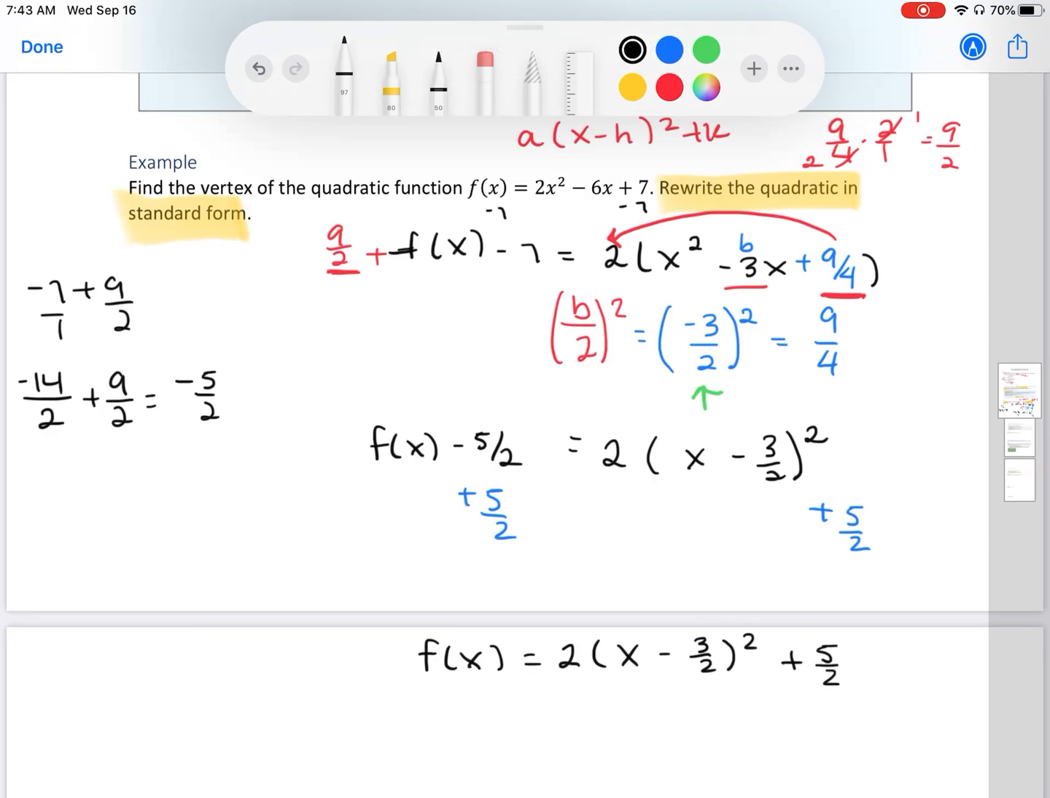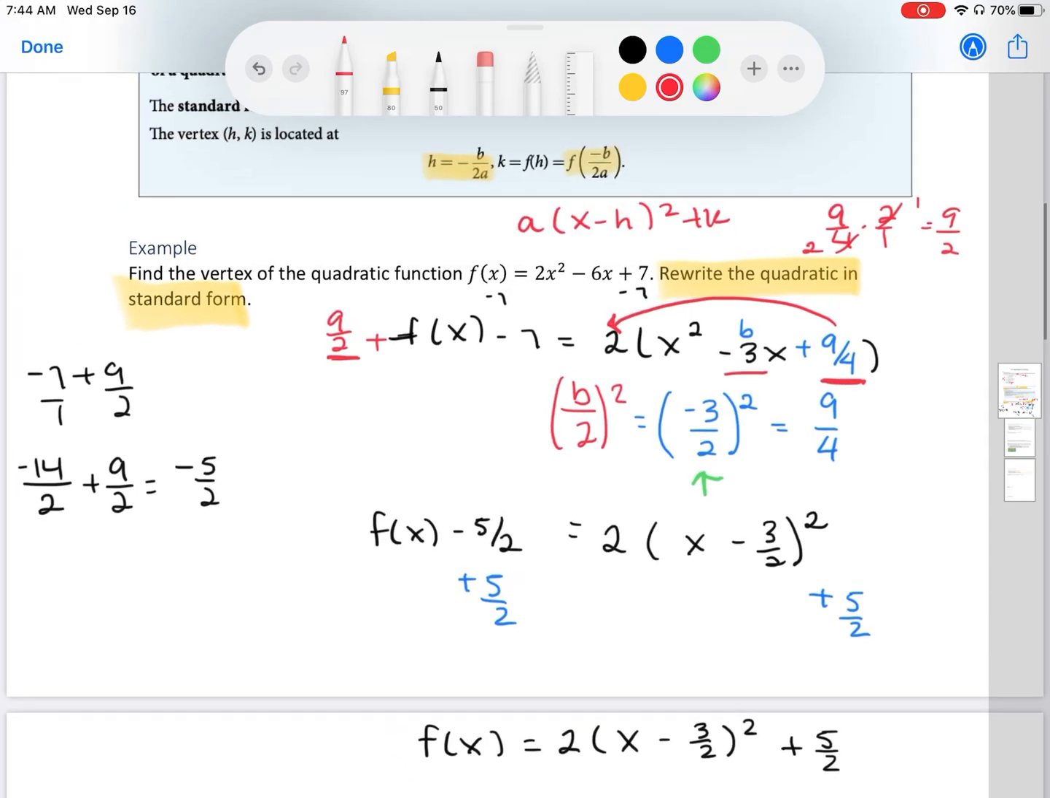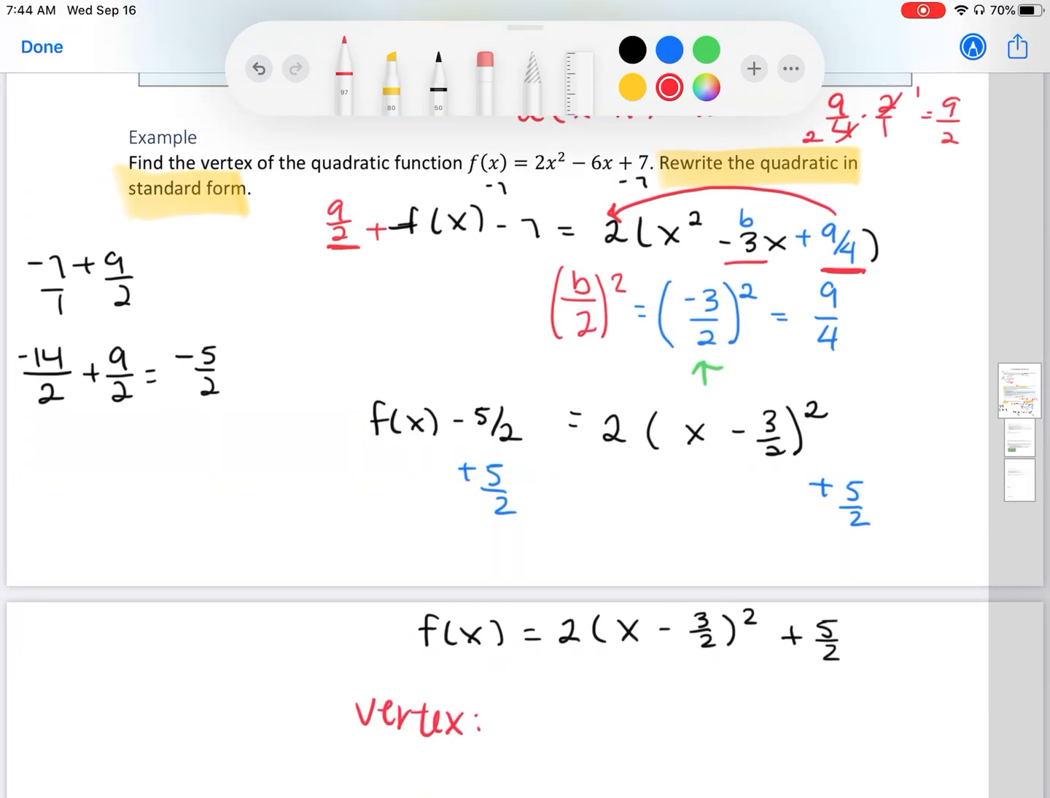Now we can easily pick out our vertex. So your vertex is always h comma k. But remember, because I have a minus in my standard equation, it causes a sign change. So our vertex would be positive 3 over 2 and positive 5 over 2. I know we see a negative in that 3 over 2, but that h is always the opposite sign.